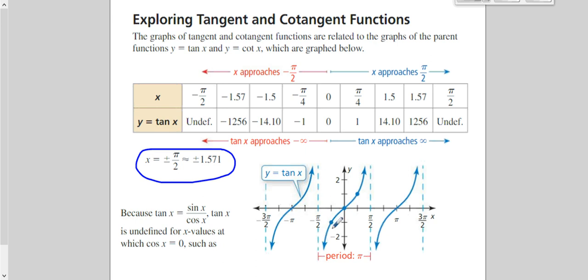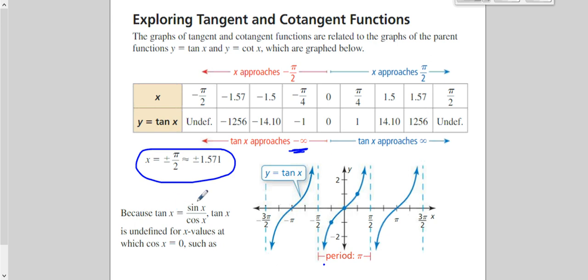So as we're approaching that negative pi over 2, where is it? Here's negative pi over 2. This dot zooms off to -1256. So it gets really big really fast. So it's approaching negative infinity. And as x approaches positive pi over 2, tangent of x approaches positive infinity. So that's the other direction. Notice at 1.57, which is just slightly less than pi over 2, we're all the way up to 1256.